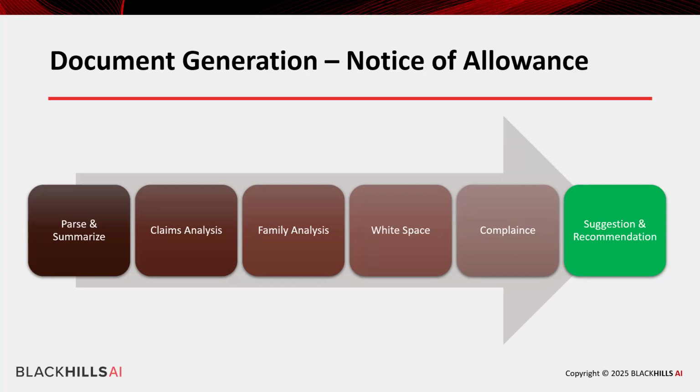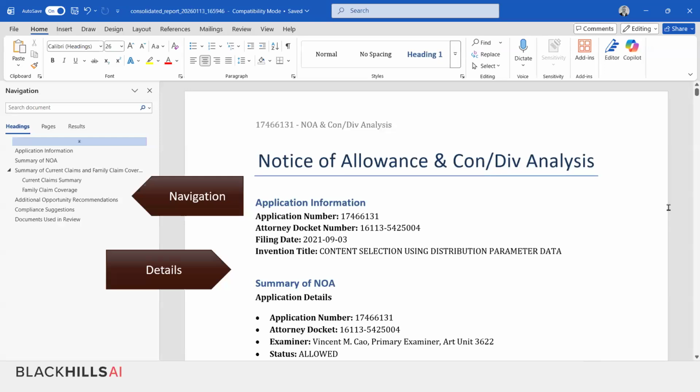So it follows a six-part process: parsing and summarizing the notice of allowance, doing some analysis, determining white space, some additional compliance analysis, and finally suggestions and recommendations. Let's take a look. So here's a view in Word. We can see the document itself is broken down with navigation on the left, so you can jump to any piece of it that you might need to. It's going to be several pages long because there's a decent amount of analysis that you get.